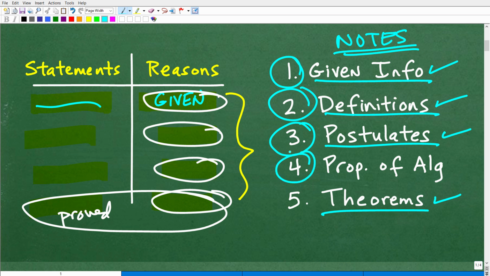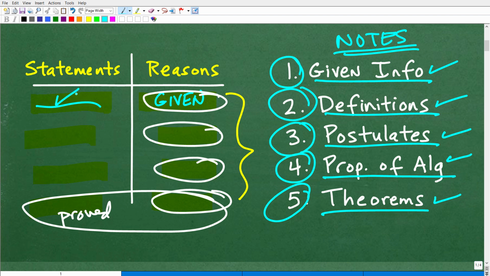Okay, so let's go on to our next reason here, and that's the properties of algebra and congruence. I'm going to show you some examples of what this is, but there's a lot of these as well. There's a ton of these, and of course there's a ton of theorems, which I explained.